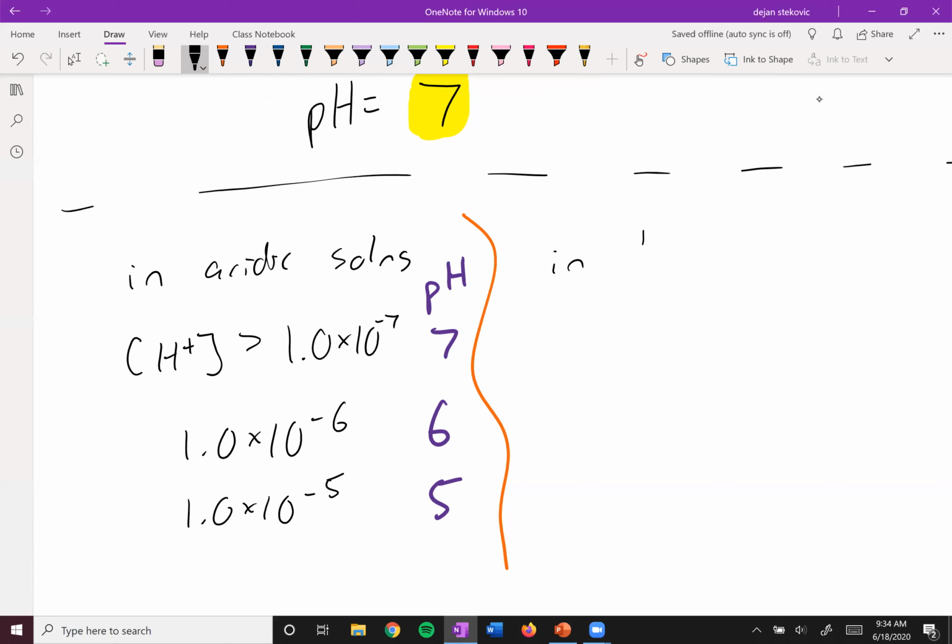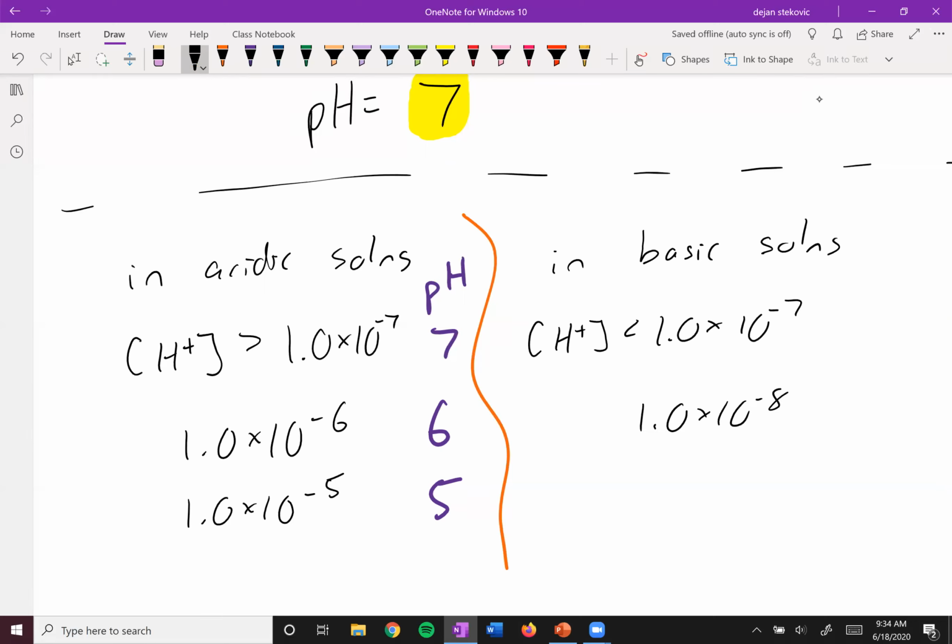And then vice versa in basic solutions, the concentration of H plus is less than that of the hydroxide, so it's less than 1.0 times 10 to the negative 7. So maybe 1.0 times 10 to the negative 8 or 1.0 times 10 to the negative 9. If you take the negative log of these, you'll get 8 and 9. So when we get to a more basic solution, our pH goes up.